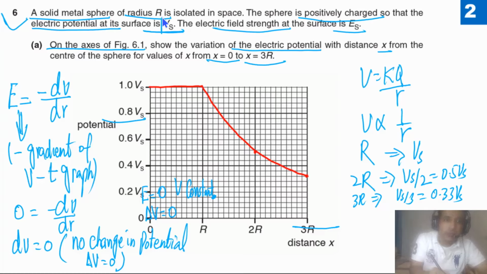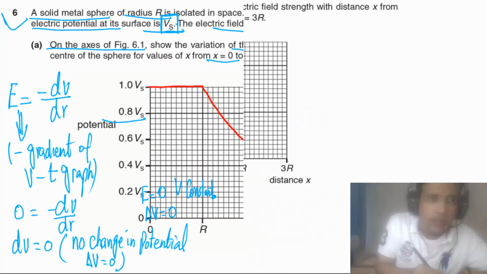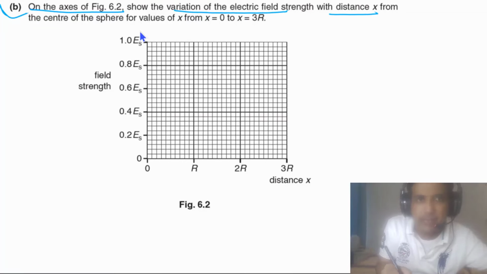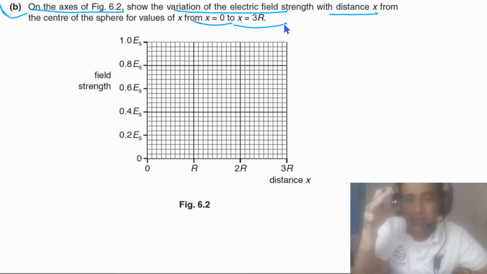So for this question it was given to us that potential at the surface is Vs, so inside it is also Vs. Part B says, on the axis of figure 6.2 show the variation of the electric field with distance x from the center of the sphere for values of x from x is equal to 0 to x is equal to 3r. Now simply we need to sketch a graph between electric field and distance from center of sphere.